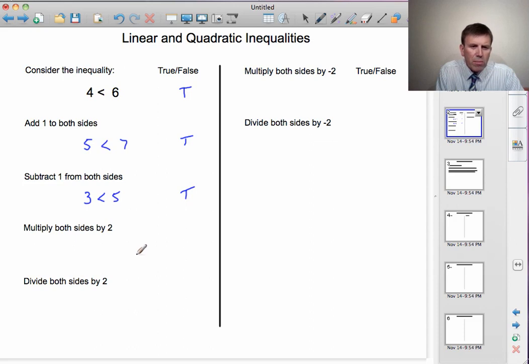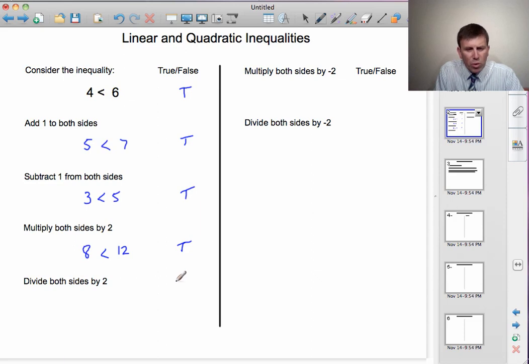Next, what about multiplying both sides by 2? 4 times 2 is 8, 6 times 2 is 12, and sure enough 8 is less than 12. So multiplying by 2 doesn't change the validity of the inequality. And if we multiply by an even larger number, the same would be true.